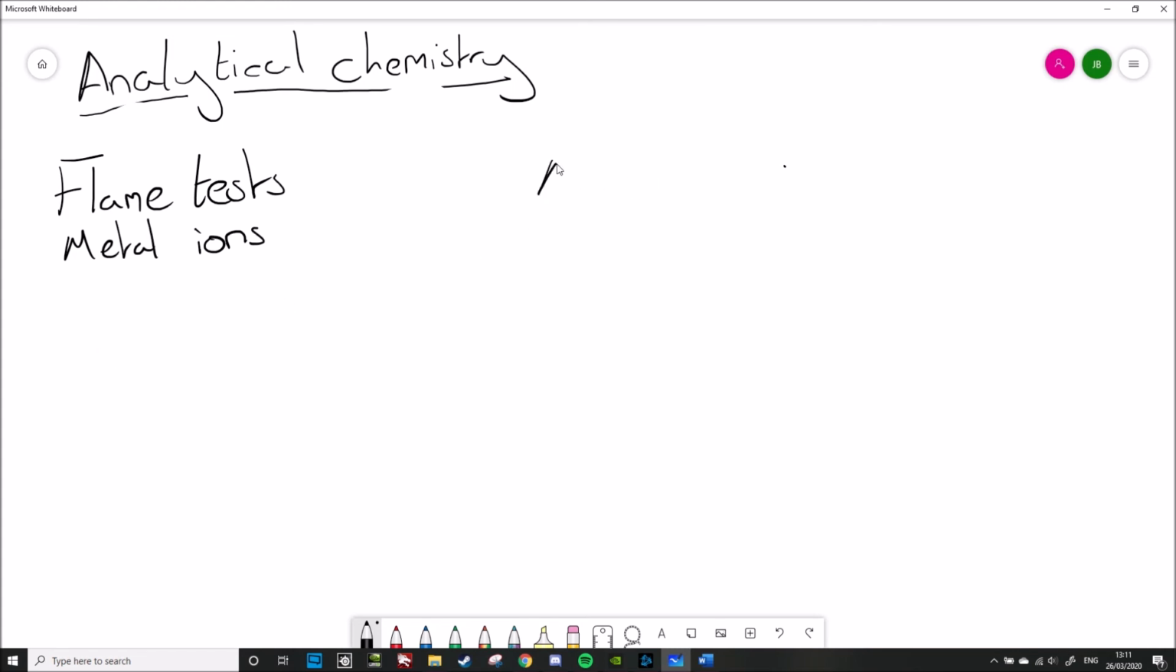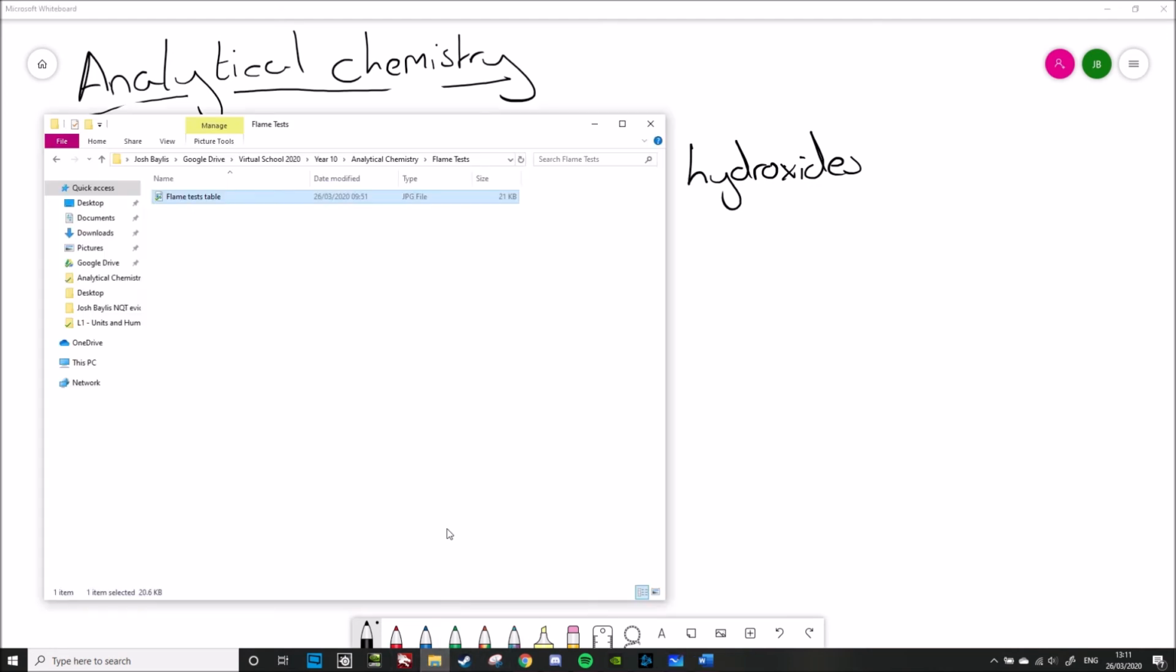Then we have metal hydroxides. So again, I've got some information that we can talk about with this.